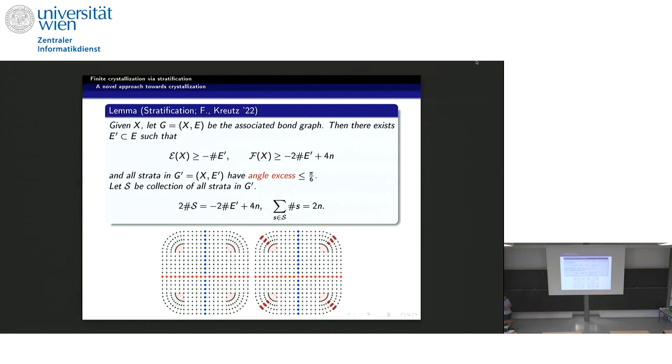Okay, and now based on this, let me try to conclude the argument. So we start with any configuration and its corresponding bond graph. Now we do the stratification. So we use this lemma in order to remove some of the edges. We get a new bond graph. We have a good control on the energy. And now I just need to find a lower bound for this new configuration.